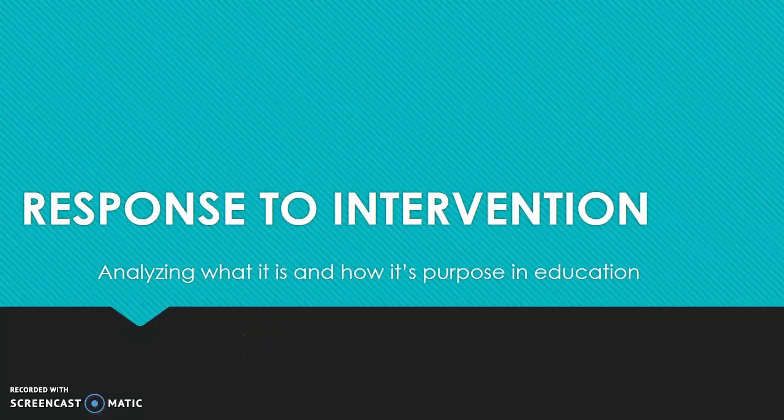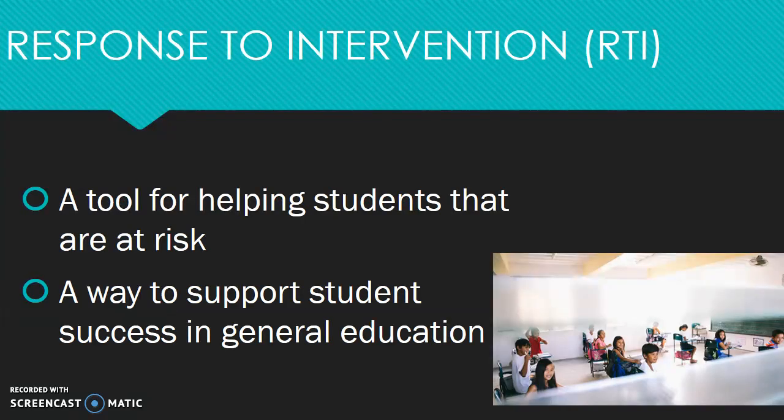Today I am going to explain response to intervention, its purpose, and how we use it in education. So the first thing I want to explain is what response to intervention is. We use it as a tool for students that are at risk and a way to support students in general education. There are many different factors that come into play when we talk about response to intervention, and many different ways to implement it.